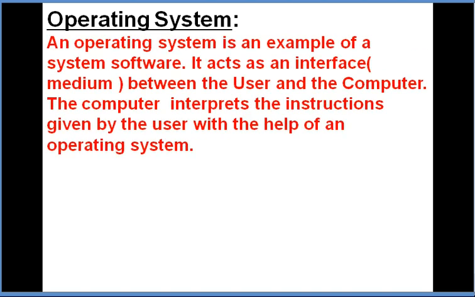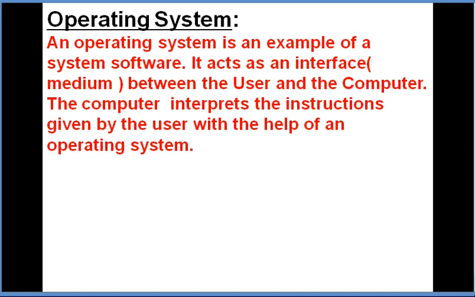Now let us talk about the main topic of the chapter, that is the operating system. An operating system is an example of system software, like we have seen in the previous slide. It acts as an interface. Now what does an interface actually mean? It is like a medium or a channel in between the user and the computer. So an operating system acts like an interface between the user and the computer.